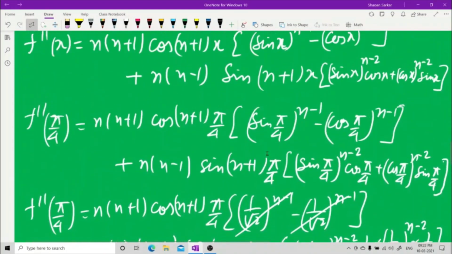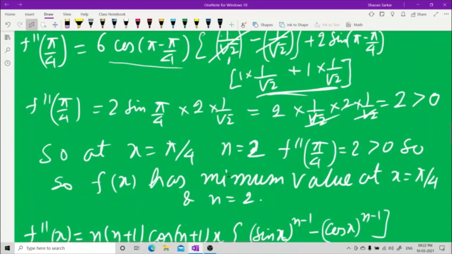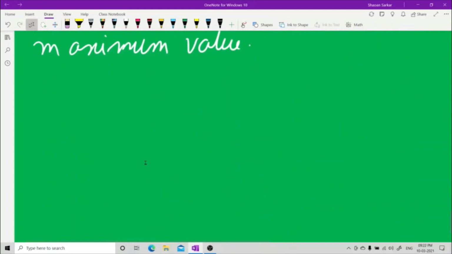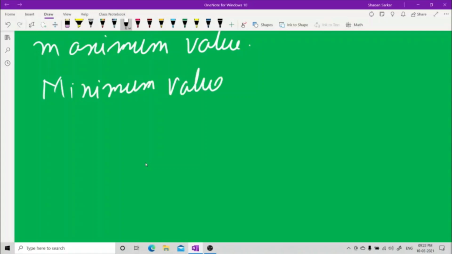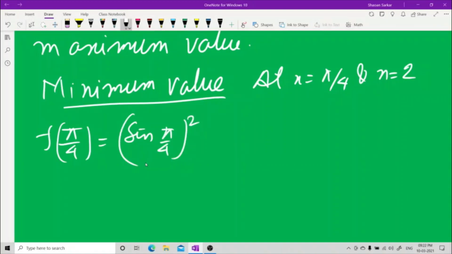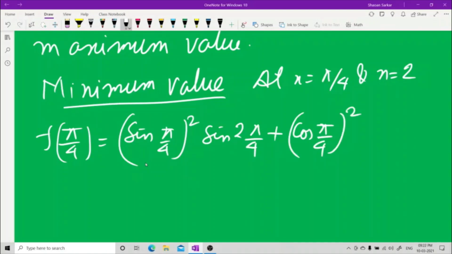Here we saw that it has a minimum value at x equal to pi by 4. Let's find f pi by 4 for n equal to 2. So let's find out the minimum and the maximum values. The minimum value at x equal to pi by 4 and n equal to 2. So f pi by 4 is sine pi by 4 to the power of 2 sine 2 into pi by 4 plus cos pi by 4 whole power 2 cos 2 into pi by 4.